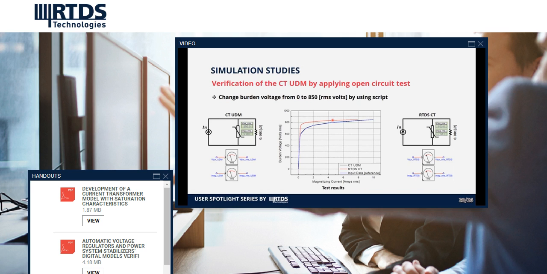In the RTDS CT model, if the saturation characteristic data is entered as VRMS, IRMS values, these values are converted to BH values. I think this BH conversion process or other techniques such as curve fitting cause these differences.